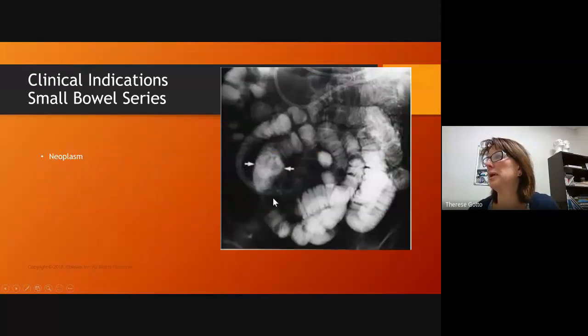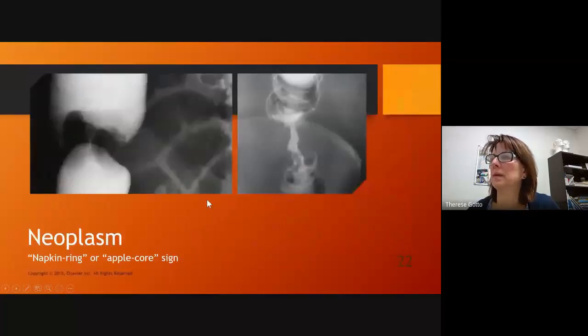This is showing a cancer or a tumor, a neoplasm, a new growth. This is showing a colon cancer, which has what's called a napkin ring or an apple core sign. The tumor is growing out here, and that's a radiolucent body, but the barium is going through the lumen that's left of the bowel and giving you this apple core sign.